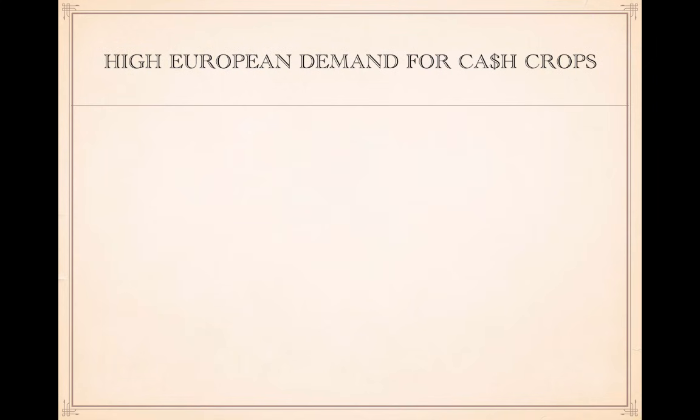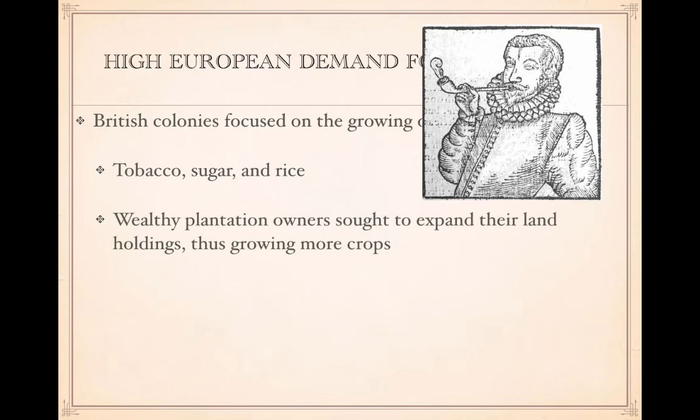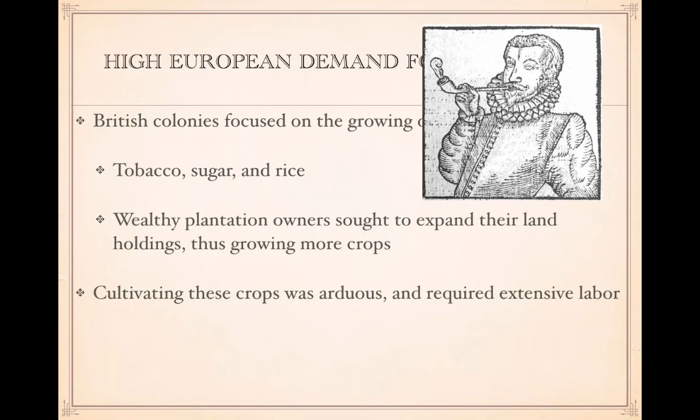So let's talk about this high European demand for cash crops. Well, British colonies focused on the growing of cash crops. That's what a lot of the economy was based on in early colonial America. As I mentioned, you have tobacco, sugar, and rice. Tobacco in particular in the Chesapeake. Wealthy plantation owners wanted to expand their land holdings. The more land they had, the more cash crops they could grow, the more cash they could make. And this is a cycle that would keep perpetuating itself over and over.